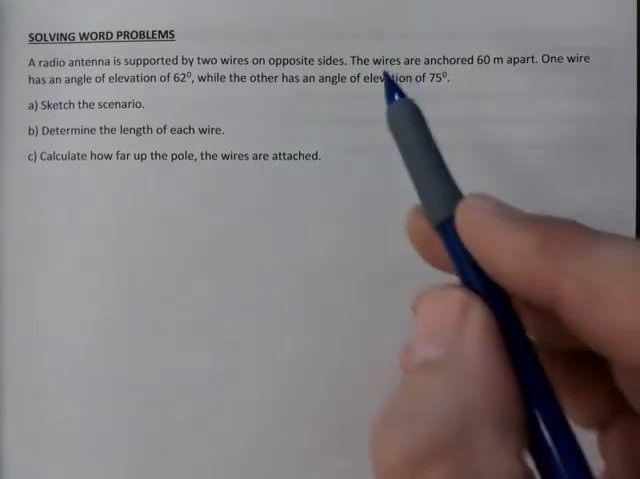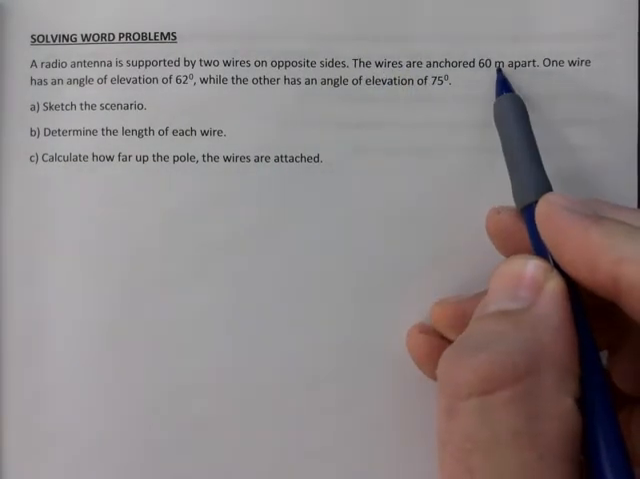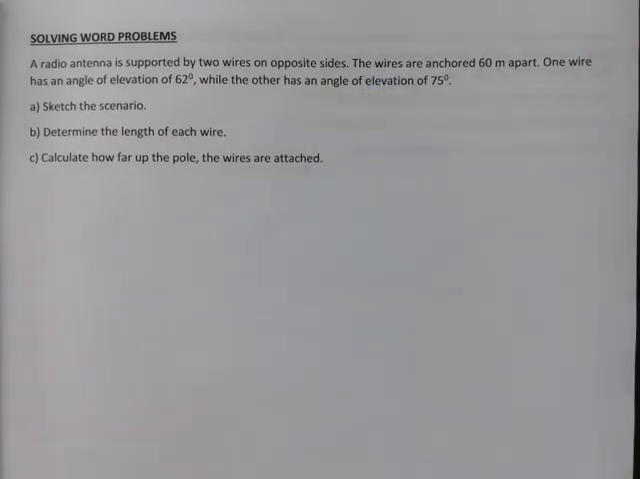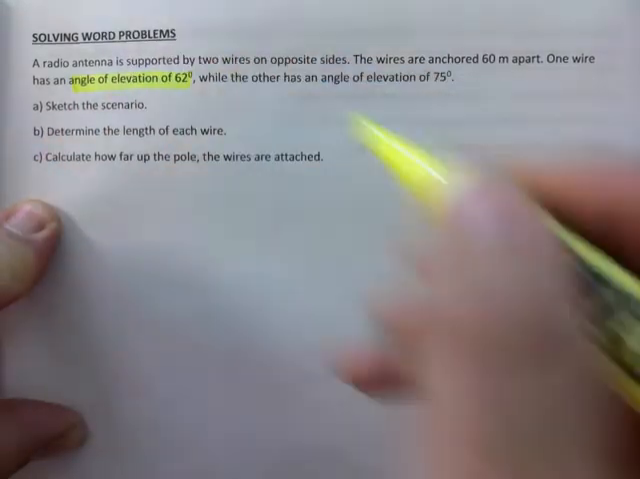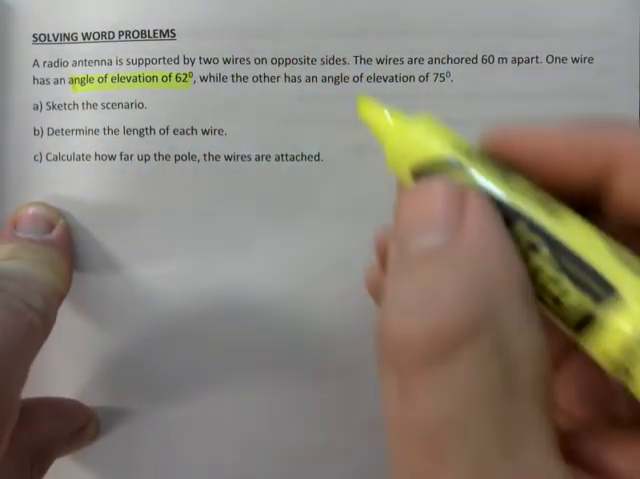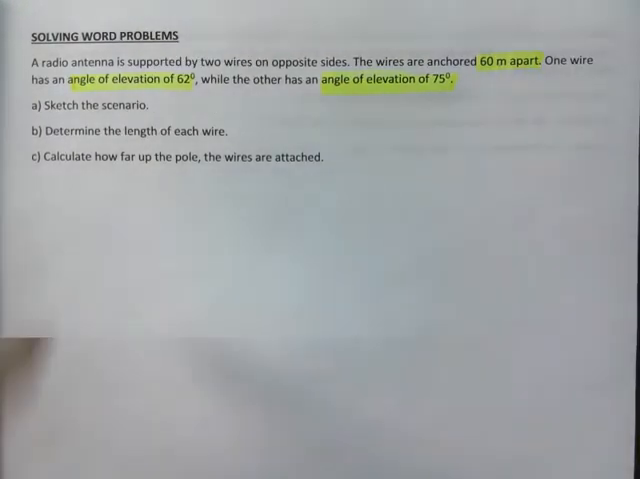A radio antenna is supported by 2 wires on opposite sides. The wires are anchored 60 meters apart. The wires themselves are 60 meters apart. One wire has an angle of elevation of 62 degrees. I'm going to start highlighting important information. The other one has an angle of elevation of 75 degrees, and they're 60 meters apart. I think I know where this is going. I think you should have a pretty good idea of what the diagram is going to look like.